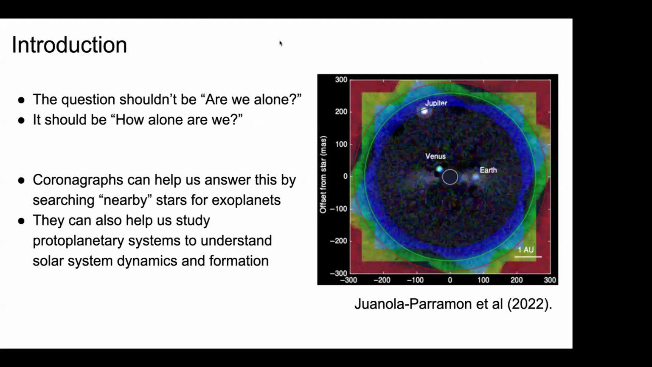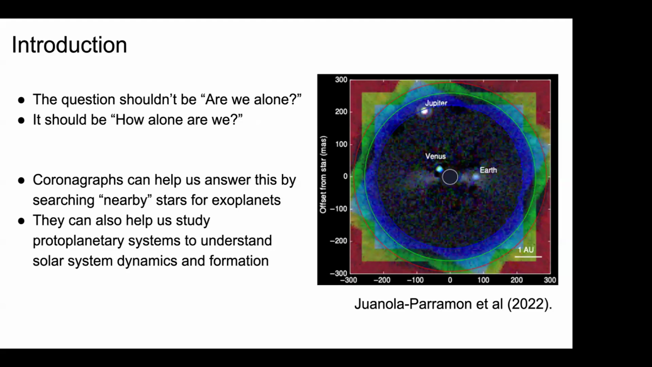So, basic introduction first. The question we want to be answering isn't actually, are we alone? Given the statistics of how many stars are out there and how many planets orbit most stars, we can conclude that probably there is life out there, other than us. But the real question is, how alone are we? And to answer this, we have been designing coronagraphs and telescopes such that we can study nearby stars for exoplanets.